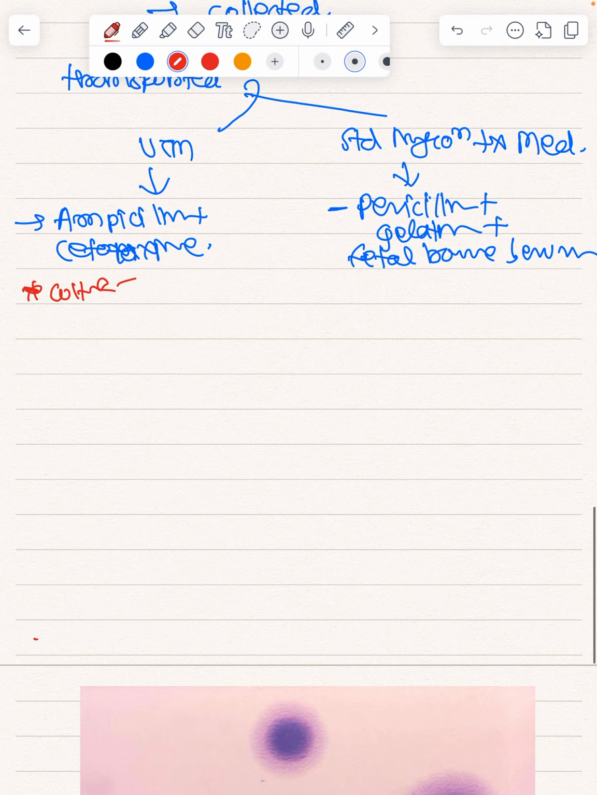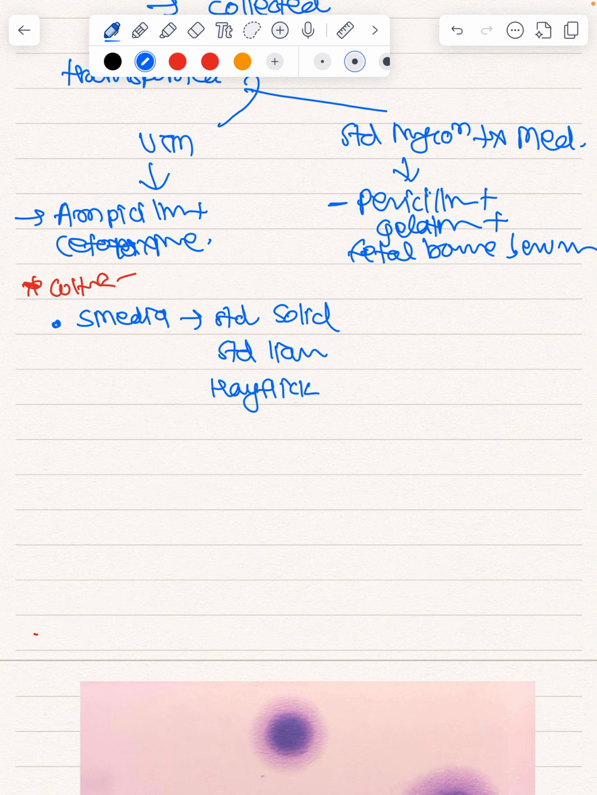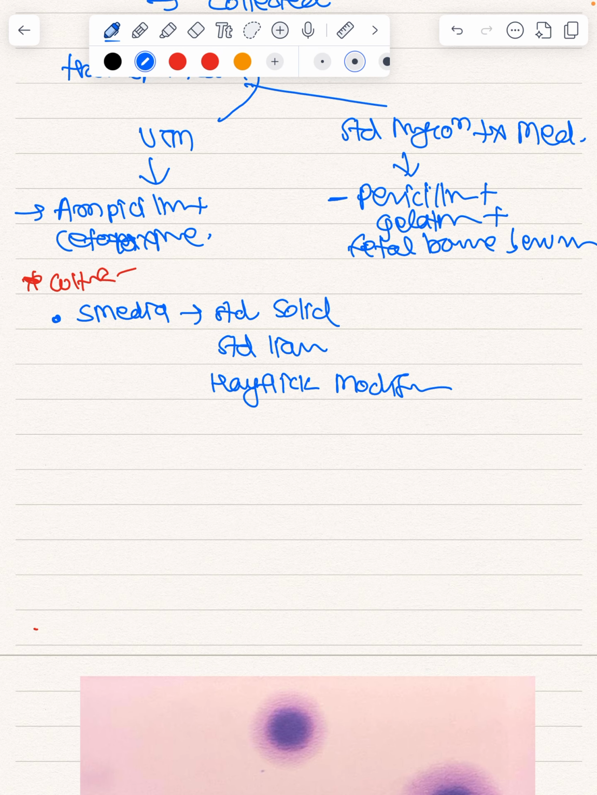Now, the culture part of Mycoplasma pneumoniae. In the culture part, first and foremost, you have to take five media for the Mycoplasma. All are standard: standard solid medium, standard liquid medium, then Hayflick modified medium, then biphasic or diphasic medium, or SP4 medium.